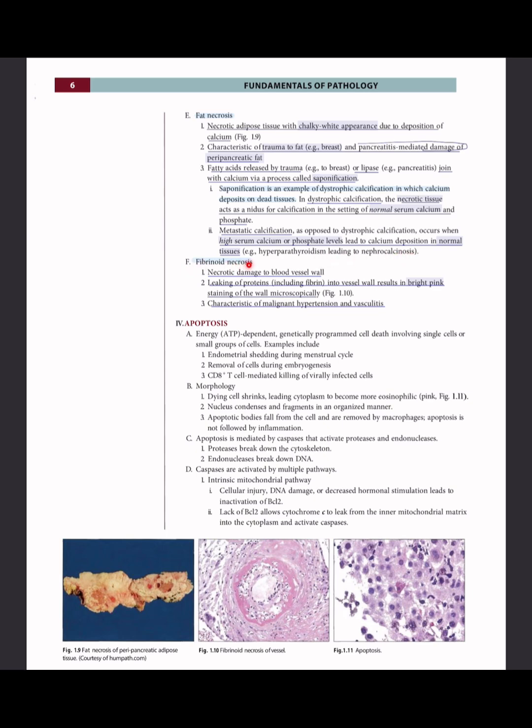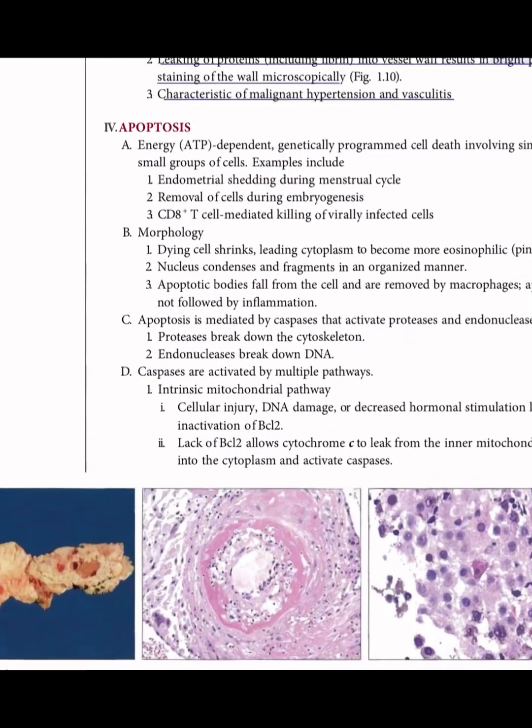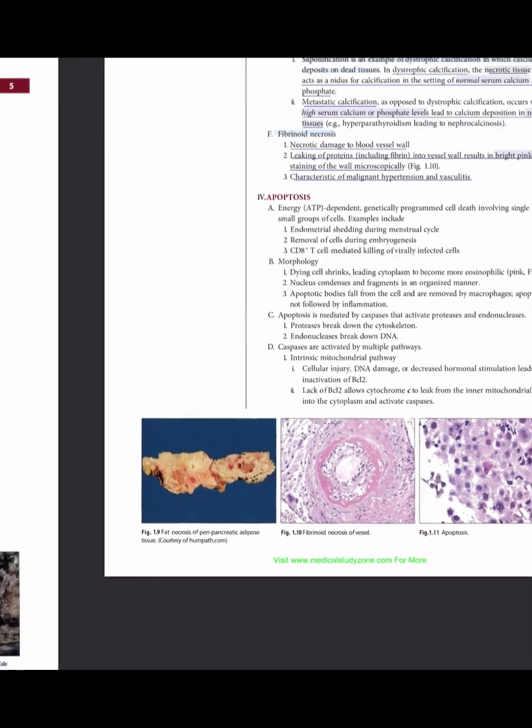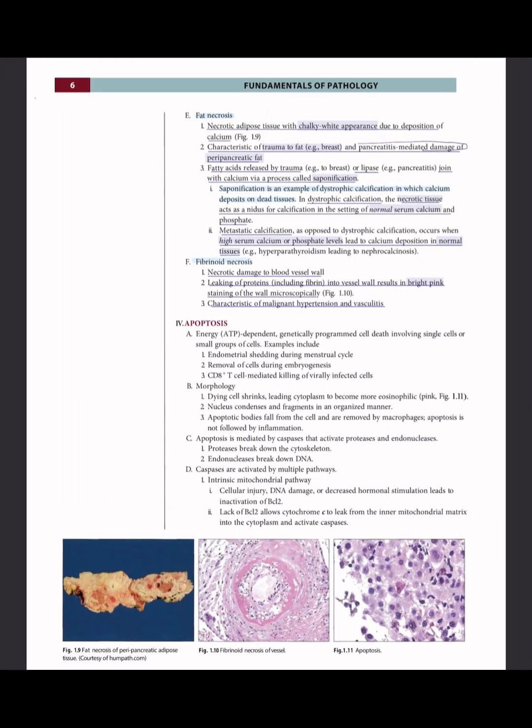Fibrinoid necrosis. Necrotic damage to the blood vessel wall. Leaking of proteins, including fibrin, into the vessel wall results in bright pink staining of the wall on microscopy. Here we have a figure of this, fibrinoid necrosis of the vessel, and it will be bright pink. Characteristic of malignant hypertension and vasculitis.